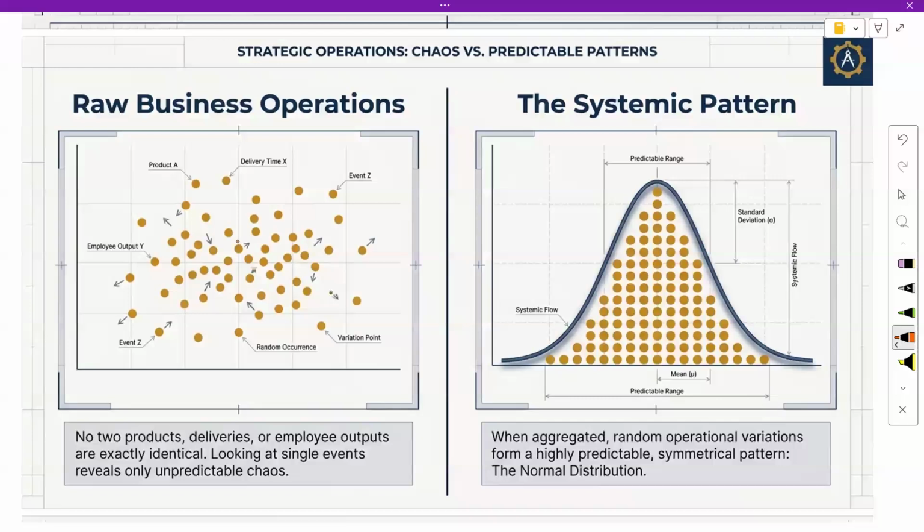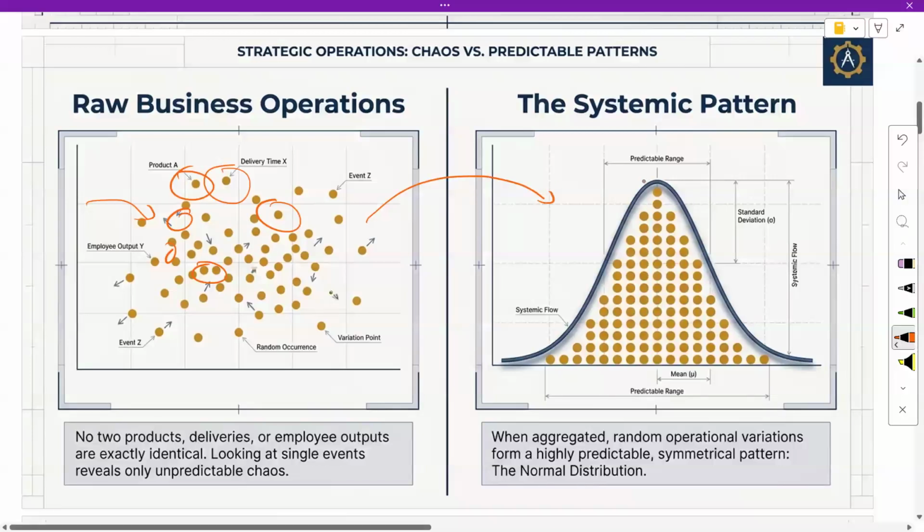This is the raw data. It may be product weight, delivery time, student marks, or customer arrival time, in any unorganized form. It's raw business operation data. Now we convert it into a systematic pattern. We can recall, from grouped data, how we draw histograms.